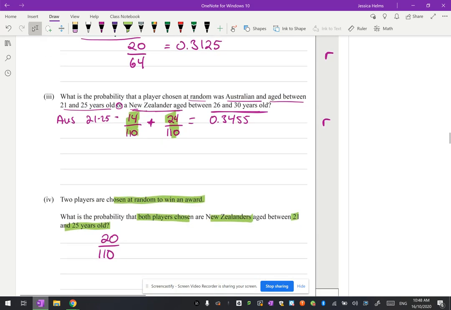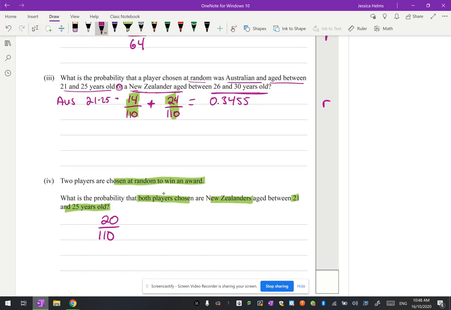So first of all, we have to consider the fact that for the second person that we select, we've only got a pool of 109 now. We've taken one person out of this pool. We've also taken away one of the 20, so we've only got 19 that are aged between 21 and 25 years old as well. So the probability that we select the first one would be 20 out of 110, and then of selecting another one, the second probability would be that.